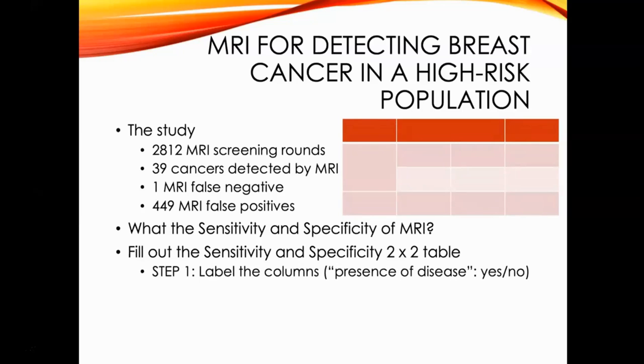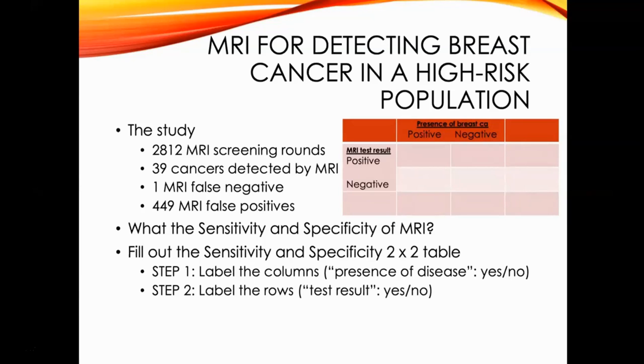Step 1 is to label the columns, presence of disease, yes or no. So I'm going to do that. And you can do the same on your worksheet. Step 2 is to label the rows, test result, yes or no. And I'm going to do that here, and you can do that too. Now step 3 is to fill in the boxes.